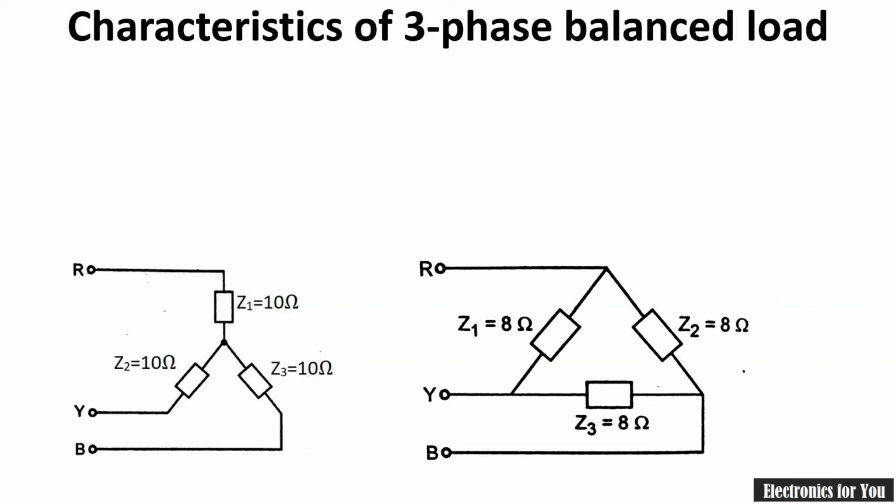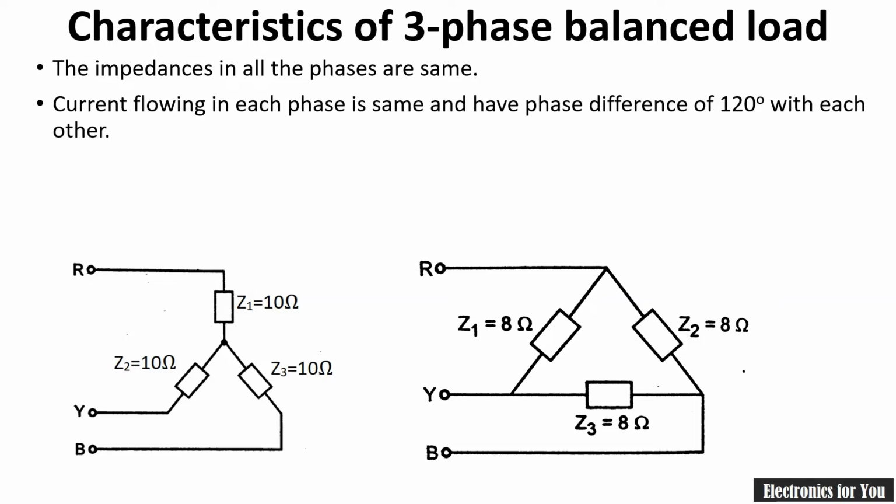Now let us see the characteristics of three-phase balanced load. A balanced load is always having all the impedances of same value. Then current in each phase is again same. Look here that impedances are same, current is also same, but having phase difference of 120 degree from each other.